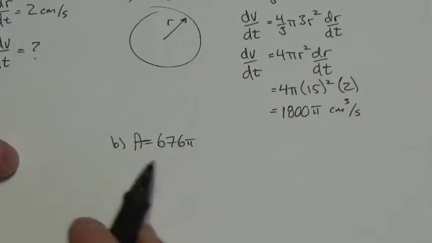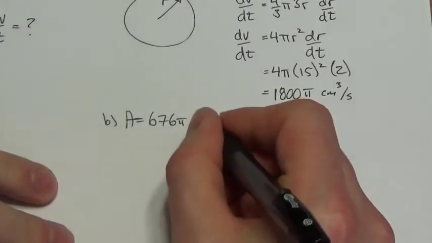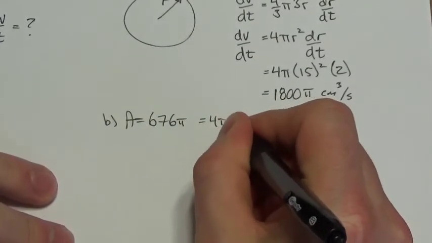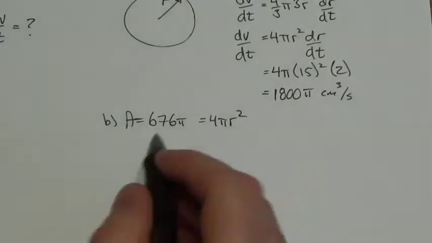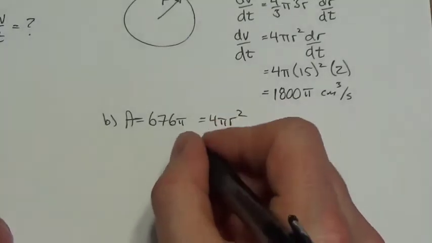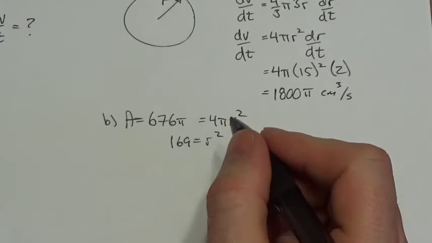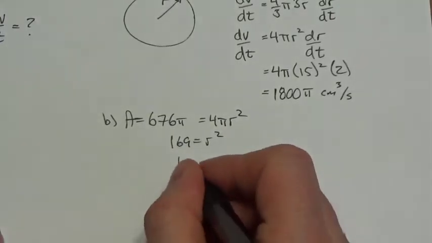So I'm not giving you the r here, I'm giving you the area, but that's the link. I know that area is also going to equal 4 pi r squared. So what I'll do here is solve for r in this case. I'm going to divide both sides by 4 and by pi, and I will get 169 is equal to r squared. And we know that the square root of 169 is going to be 13.